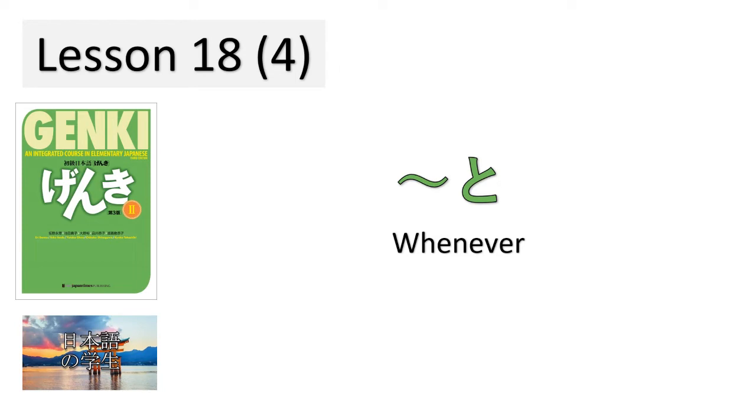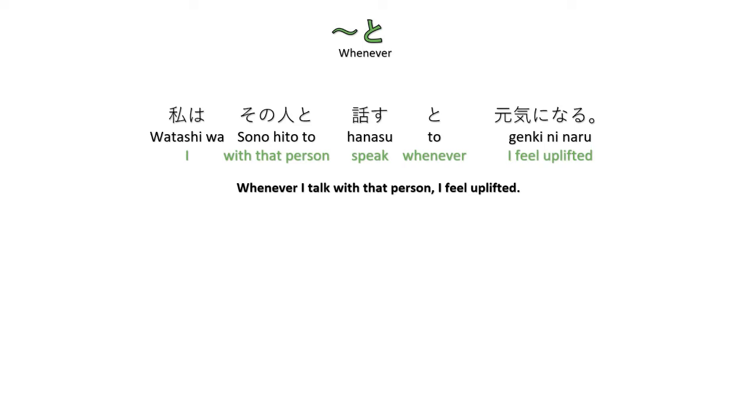In this lesson, we will learn one of the functions of particle to, which is translated in English as whenever. For example, we have this sentence, Watashi wa sono hito to hanasu to genki ni naru. Whenever I talk with that person, I feel uplifted. Here we have the cause, which is in the predicate, and the effect.